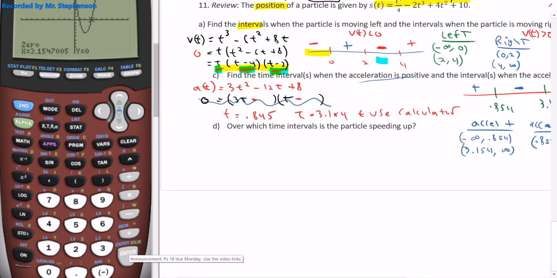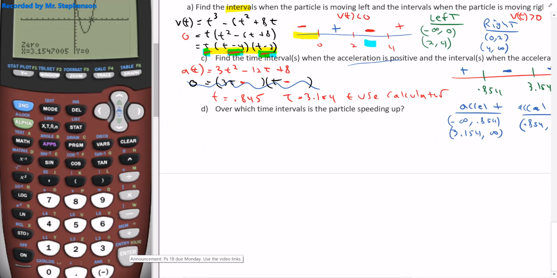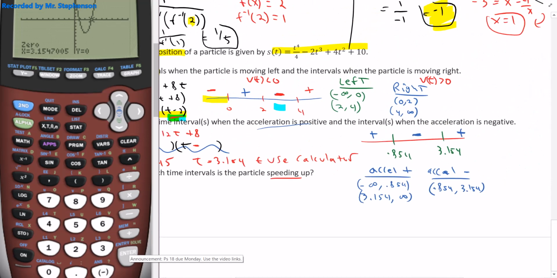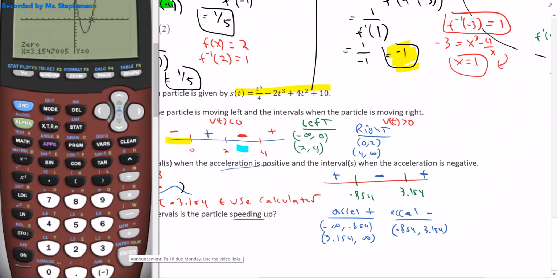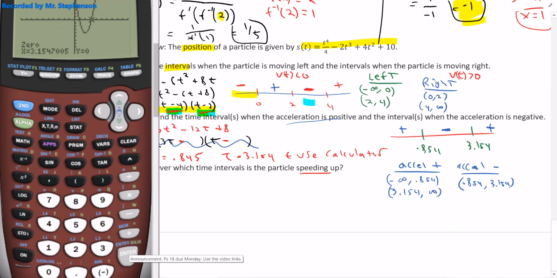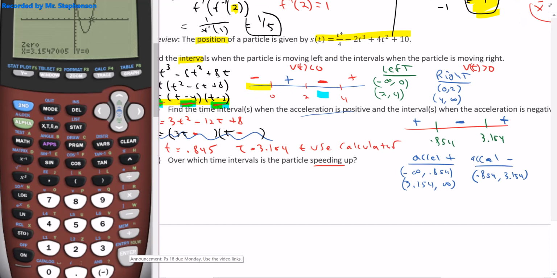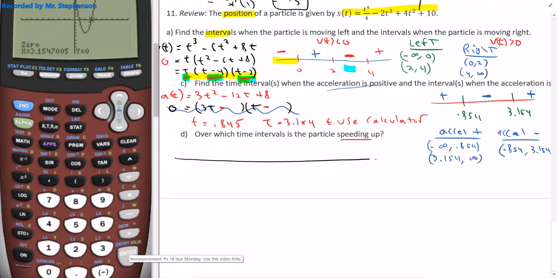And then for the last one, over which time interval is the particle speeding up? Remember, speeding up is when the velocity and acceleration have the same sign. So we need that same sign. So we need to be looking at both of these intervals basically on top of each other, right? So I'm just going to draw one line here, and we're going to put 0. We're going to put 0.854. The next one in there is 2. The next one in there is 3.154. And then the last one is 4.